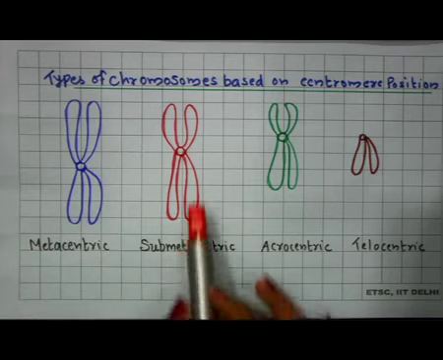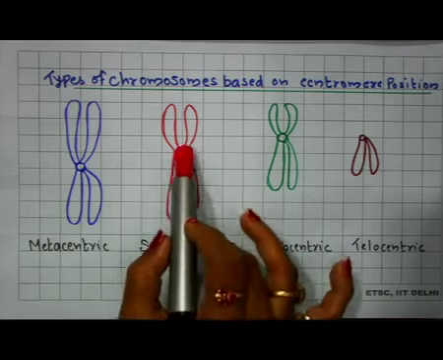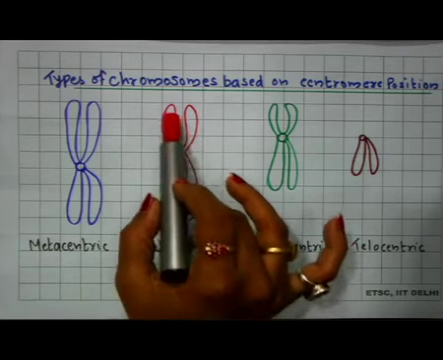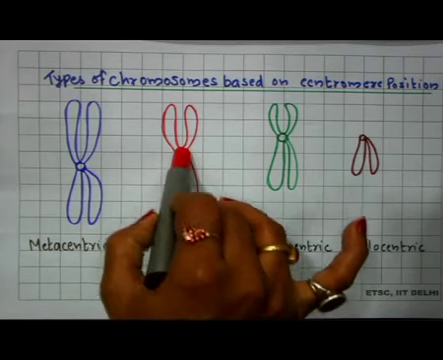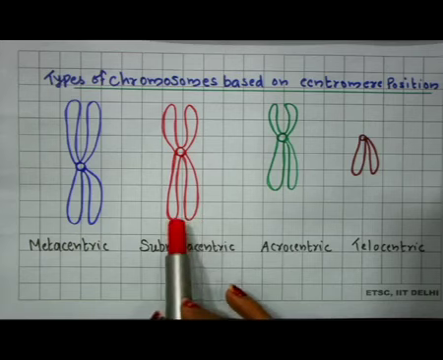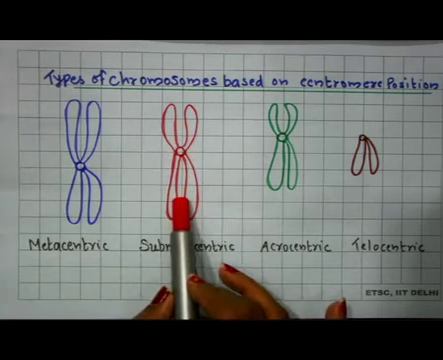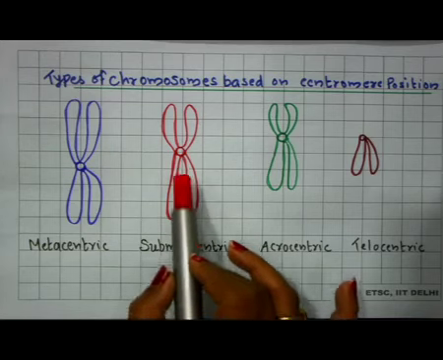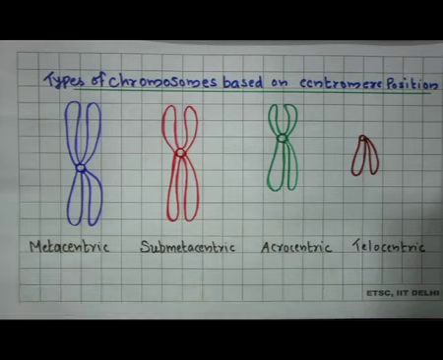The second one, that is submetacentric. Centromere is seen a little bit above the center. It results in the production of two unequal arms. One arm is longer one and the other is shorter one.